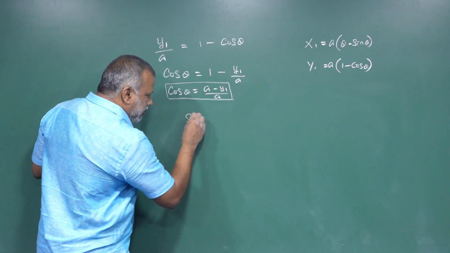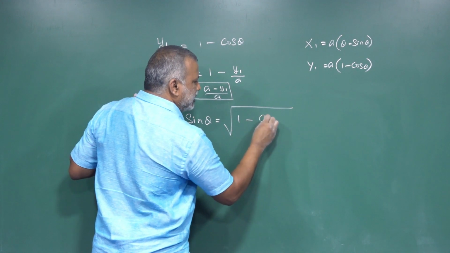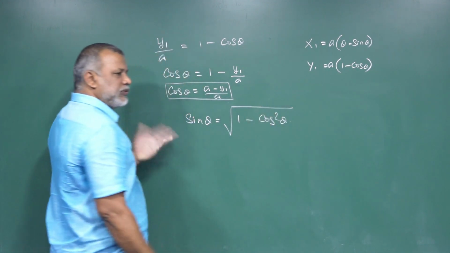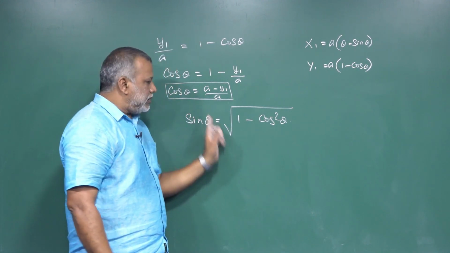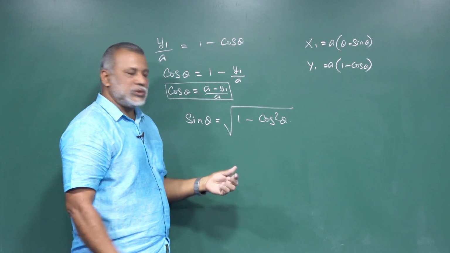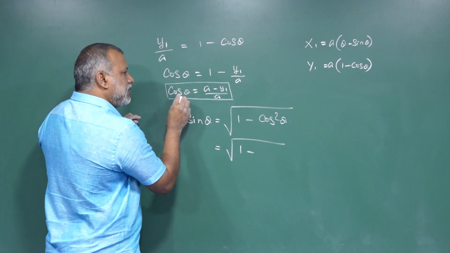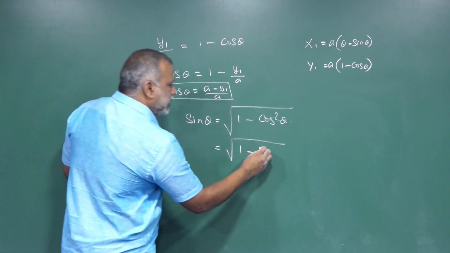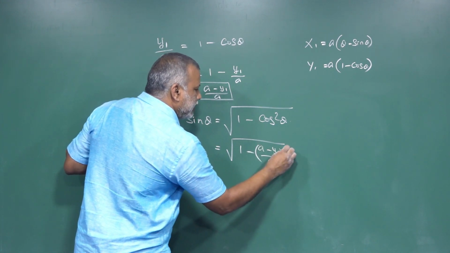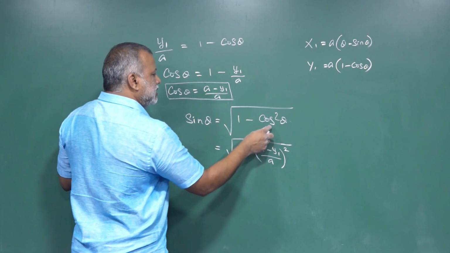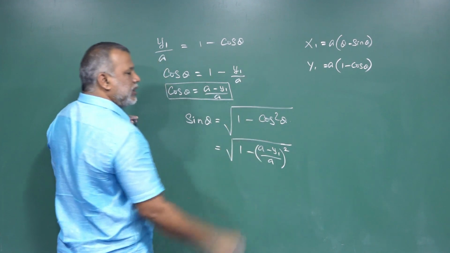We already have a formula from your 10th class trigonometry identities: sin theta is equal to square root of 1 minus cos square theta. Now I want to square this cos theta, so cos square theta is a minus y1 divided by a, the whole square.